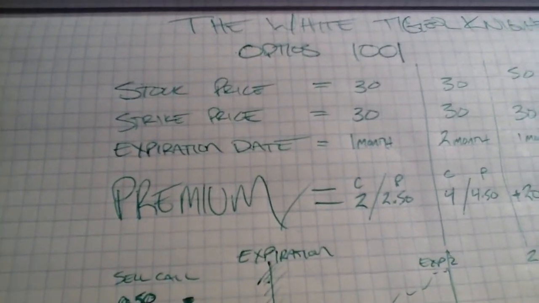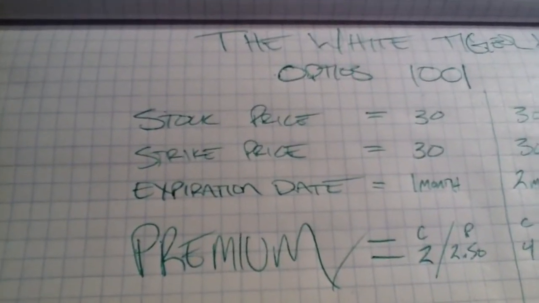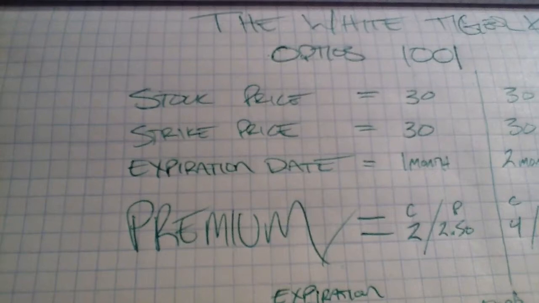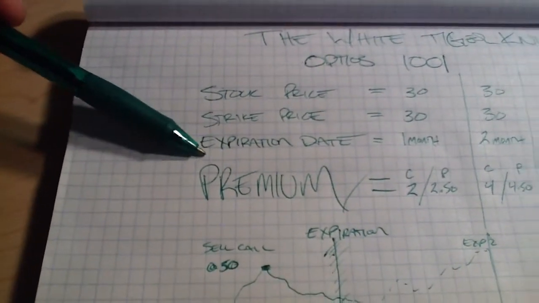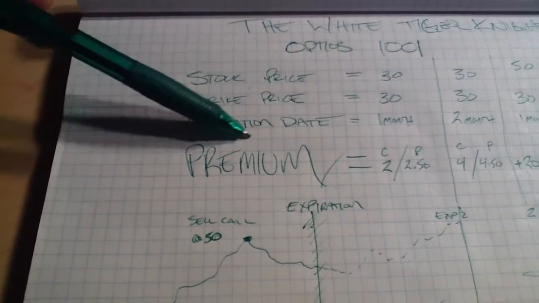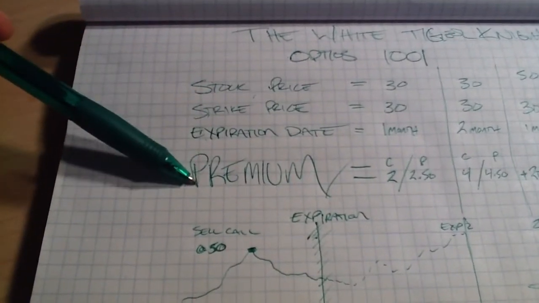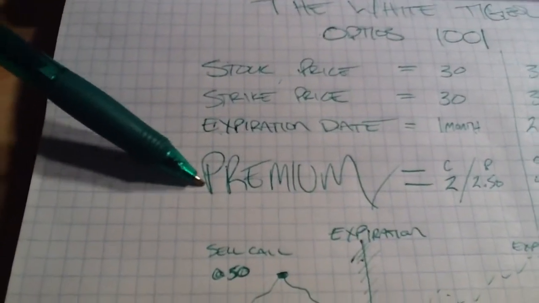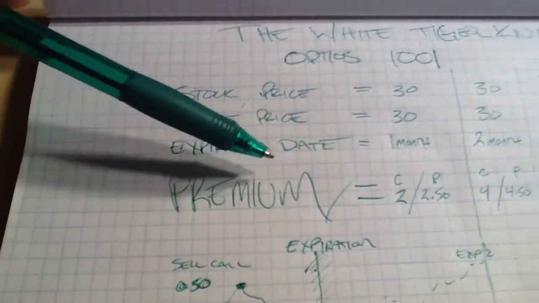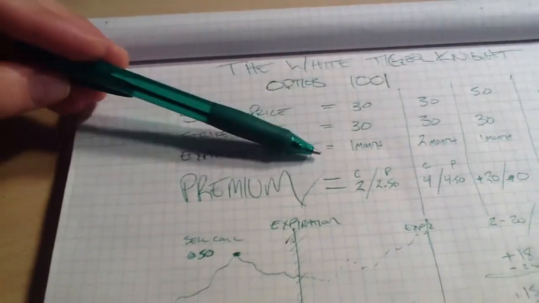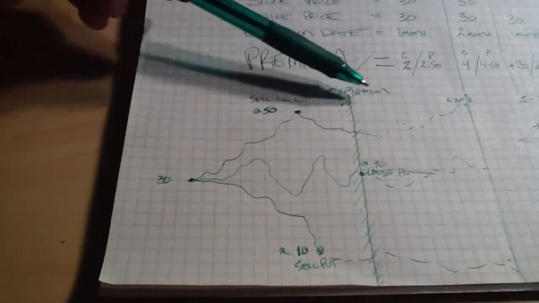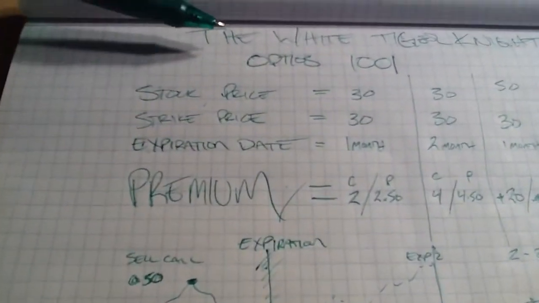Alright, the first thing you need to know is the stock price, the strike price, and the expiration date. And this right here will determine the most important thing of all in options, the premium. Once you determine the premium for the calls and puts, you can determine your strategy until expiration.